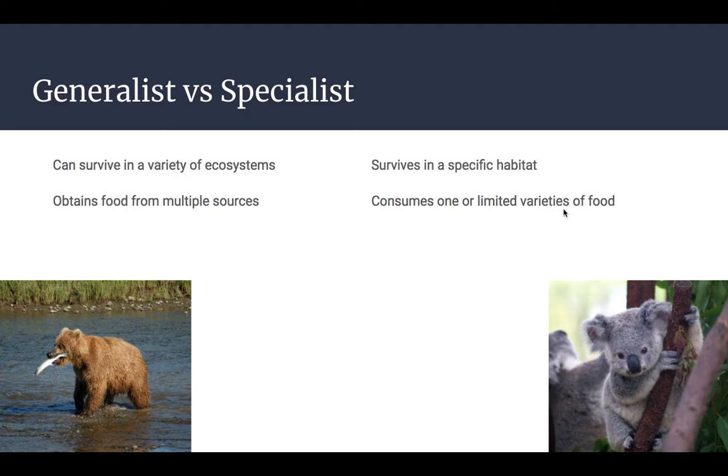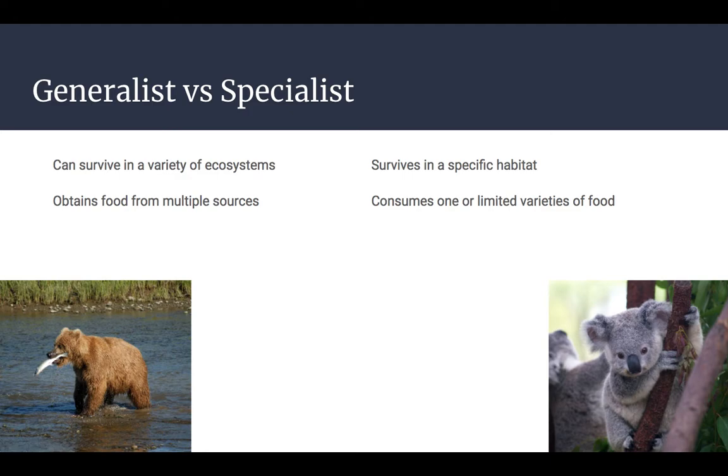Generalist versus specialist, it is exactly what it sounds. A generalist can survive more generally. A specialist specializes in a particular way. So this typically refers to two things. One, the type of habitat that they occupy, how specific the needs are for them in that habitat, and the number of sources in which they can obtain food.